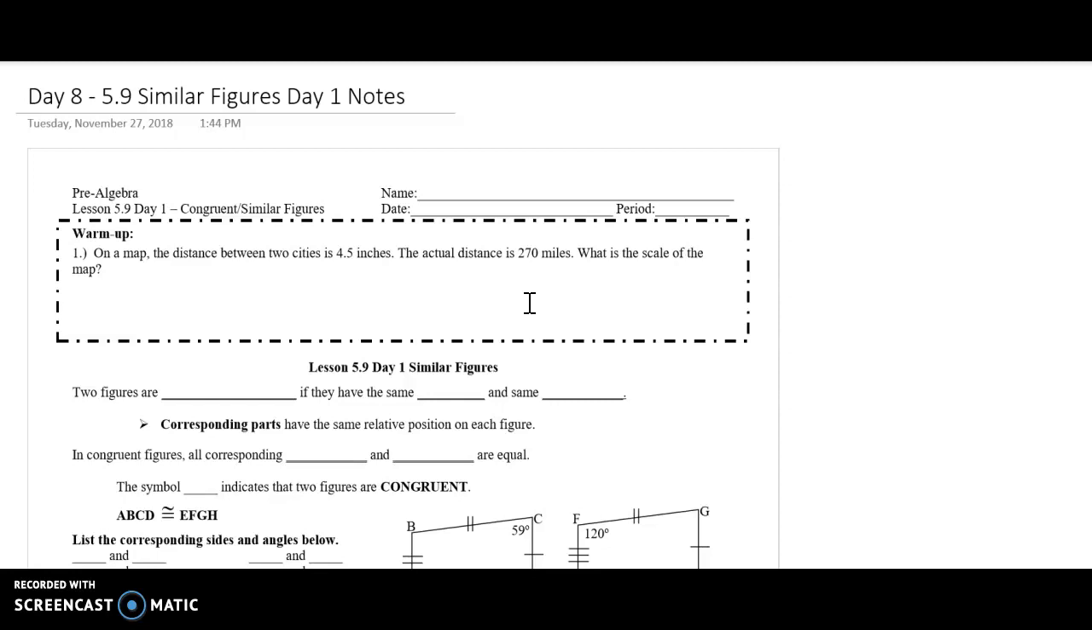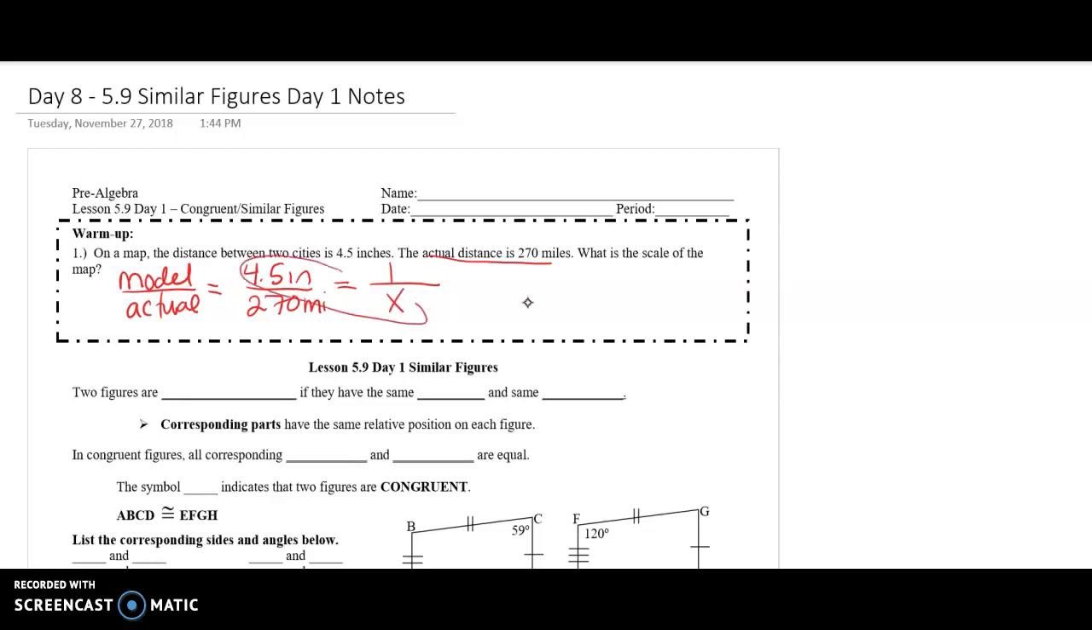Okay, so if you are double-checking your answer, it says on a map, the distance between two cities is 4.5 inches. The actual distance is 270 miles. So remember, we always do the model over the actual. That means the model would be the 4.5 inches and the actual distance is the 270 miles. If they're asking for the scale of the map, remember that for scale, we always put 1 in the numerator and we're trying to find the denominator.